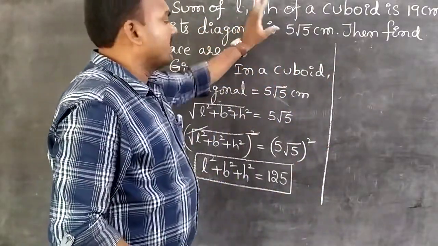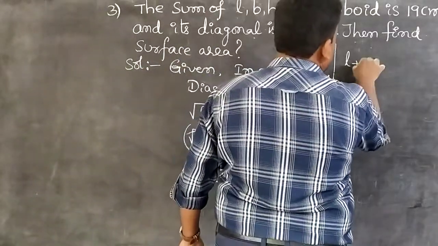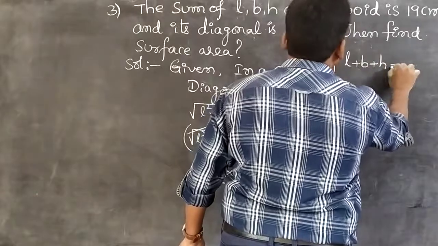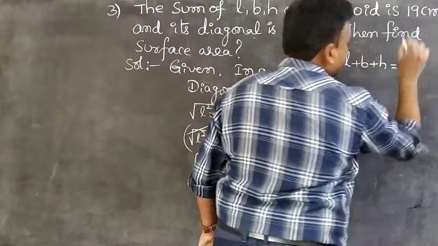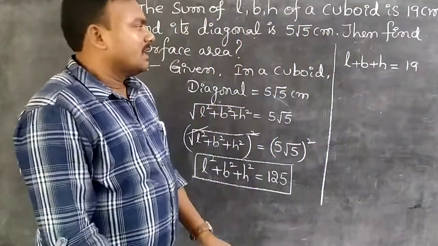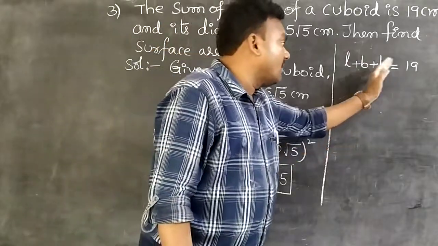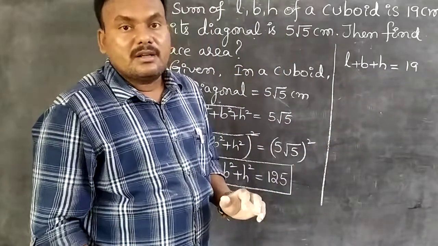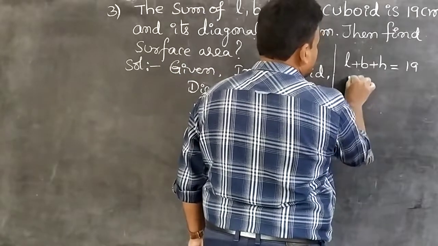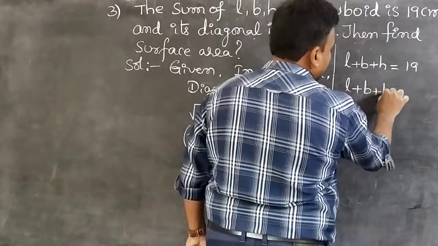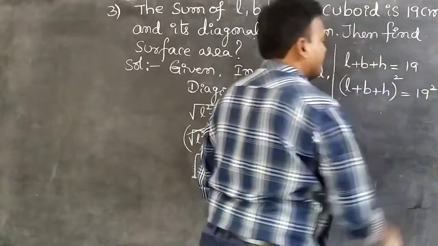Then it is also given the sum of L, B, H. Summation means adding. So that is L plus B plus H equal to, how much is given? The sum value is 19 centimeters. So here for the surface area, we must square on both sides. L plus B plus H whole square equal to 19 whole square, students.